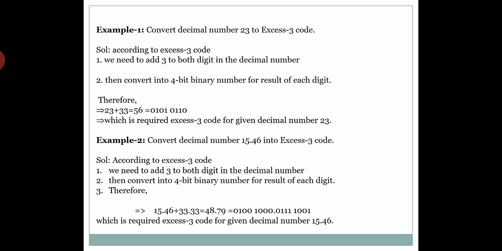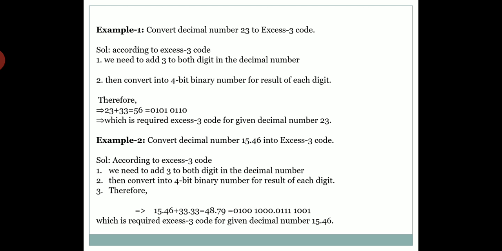Example 1, convert decimal number 23 to XS3 code. How to convert? According to the XS3 code, we use 3 steps. First, we convert the decimal number into binary, then into a 4-bit binary number for each digit. Therefore 23, we add 3 to each digit: 2 plus 3 and 3 plus 3, that is equal to 56. The binary value of 5 and the binary value of 6 is the required XS3 code of the given decimal number 23.